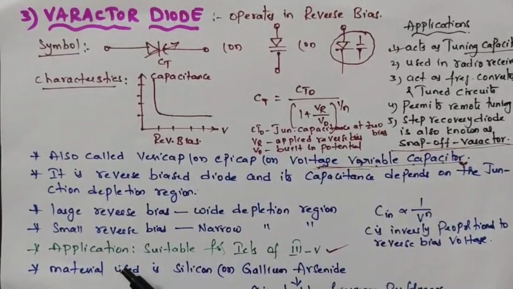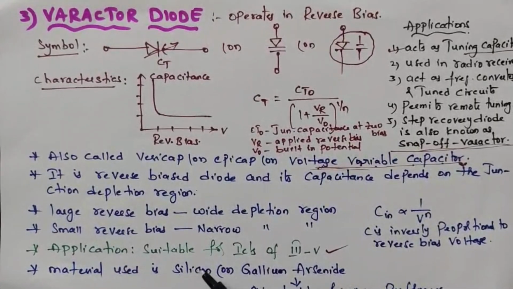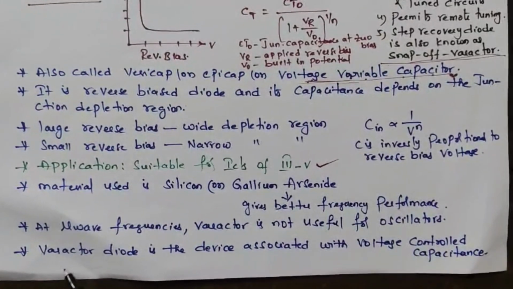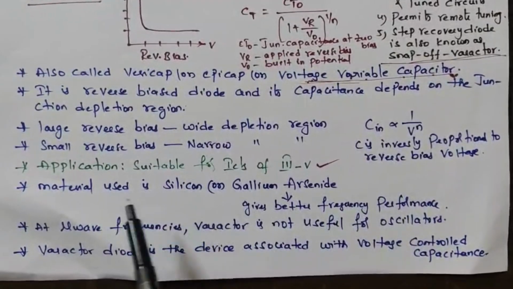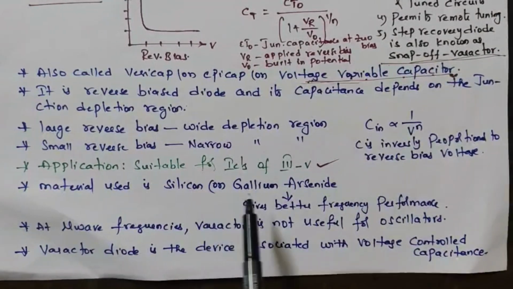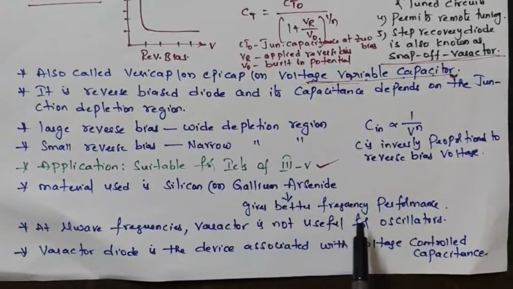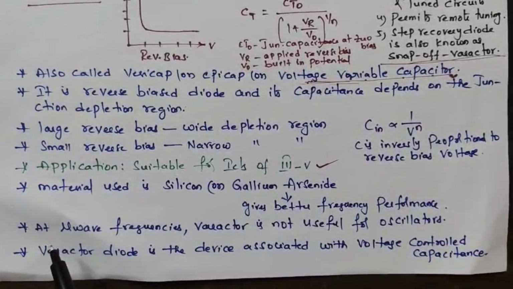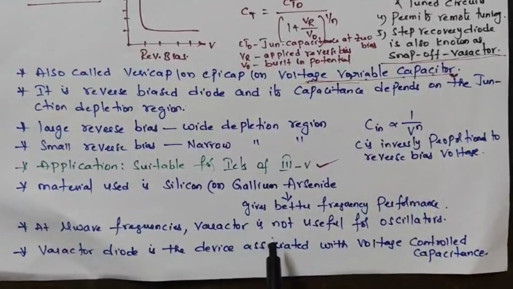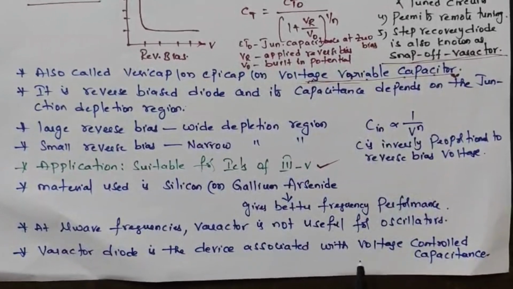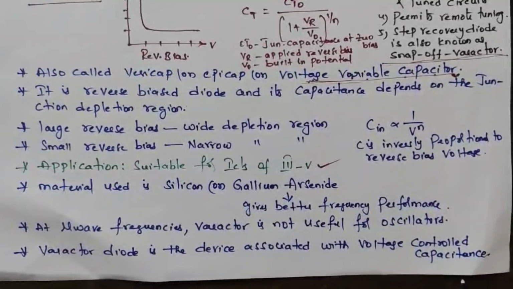And one more important point, the application for this is, it is suitable for ICs of 3 to 5. And next one is the material used. You can use either silicon or gallium arsenide. If you use gallium arsenide, it gives a better frequency response. So at microwave frequencies, the Varactor is not useful for oscillators. It is a very important point. And the Varactor diode is the device associated with voltage controlled capacitance.